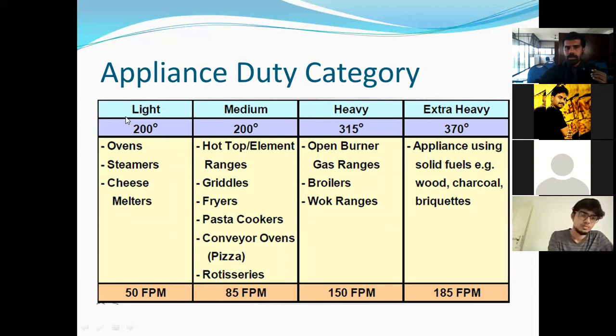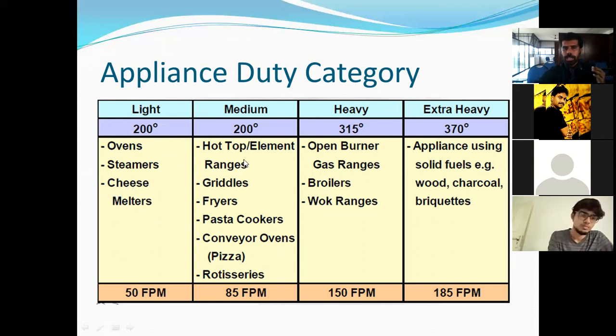What comes in the light duty category? Ovens, steamers, cheese melters. All these come under the light duty category. The velocity will be 50 FPM in this case.